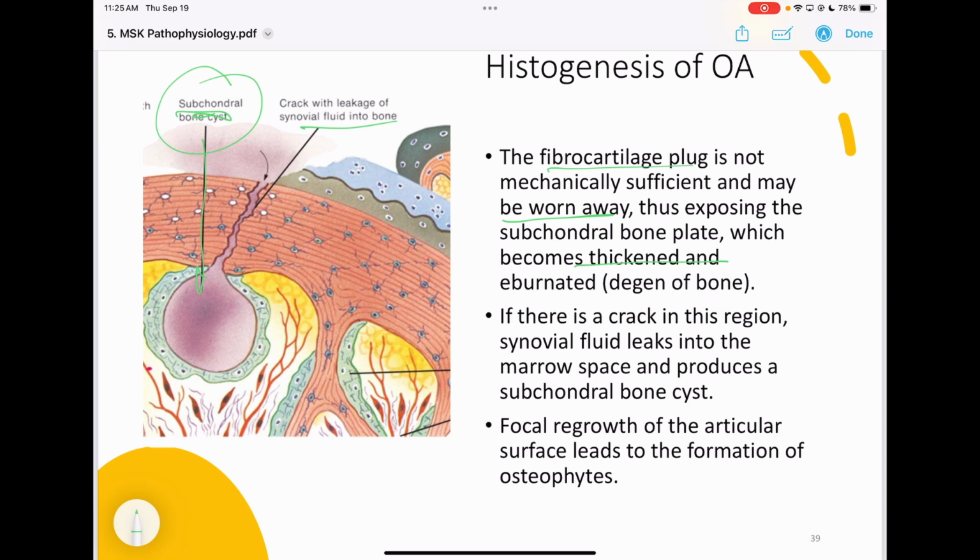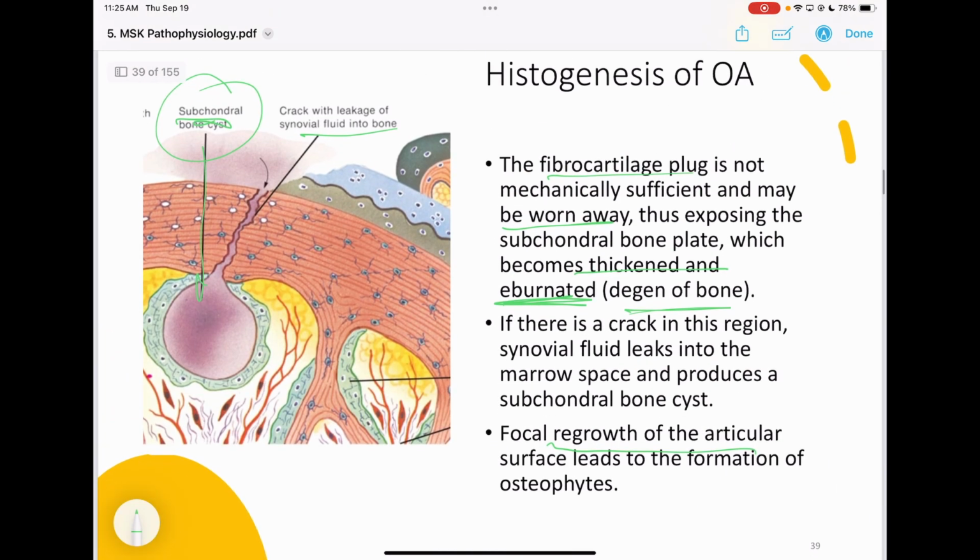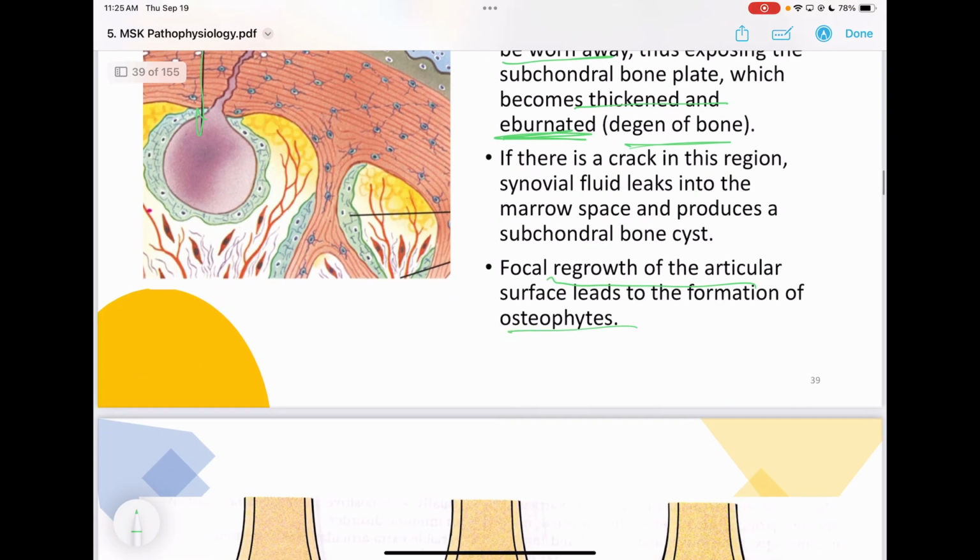And then therefore, that fibrocartilage plug becomes thickened and eburnated, or degenerative of bone. Bone is worn away. If there's a crack again, synovial fluid keeps leaking in, and it causes that bone cyst to occur. And focal regrowth of the articular surface causes osteophytes to form. So what happens is the bone is replaced by that.